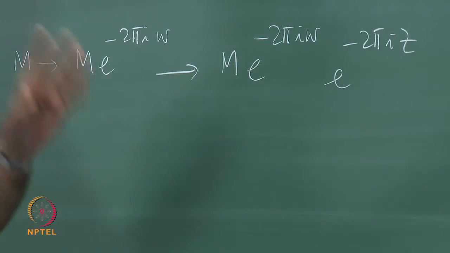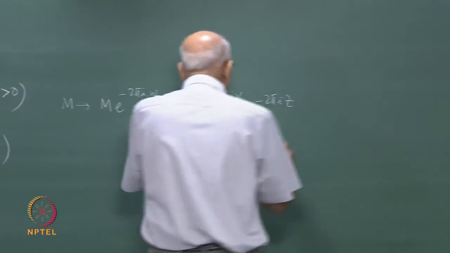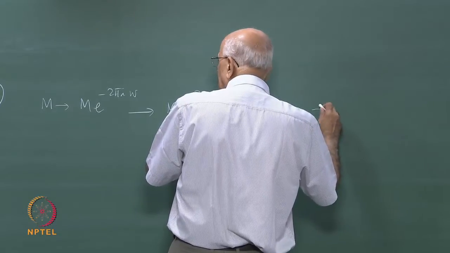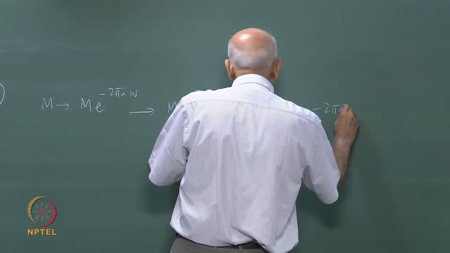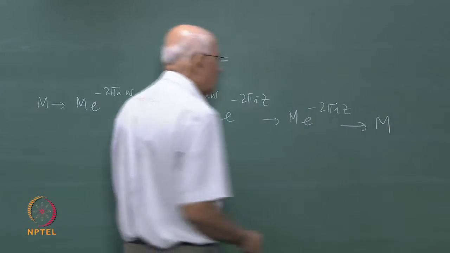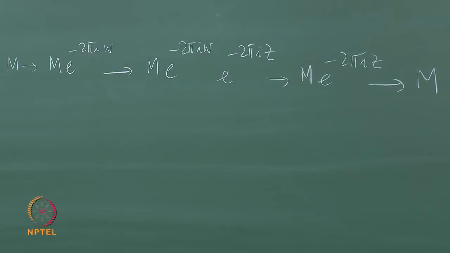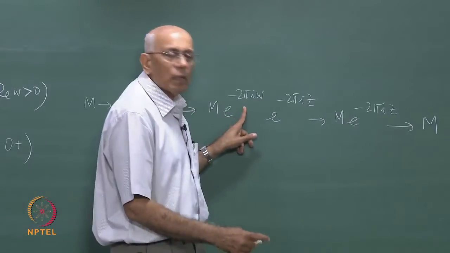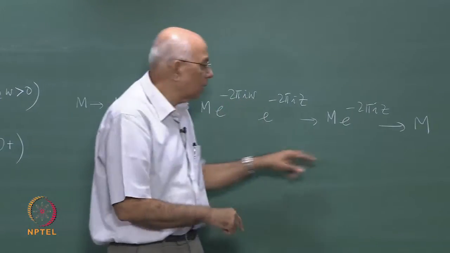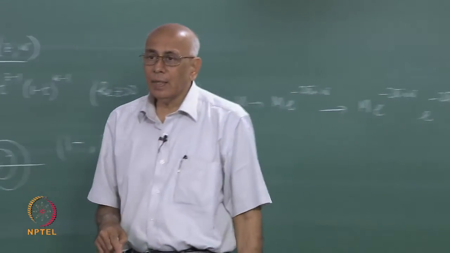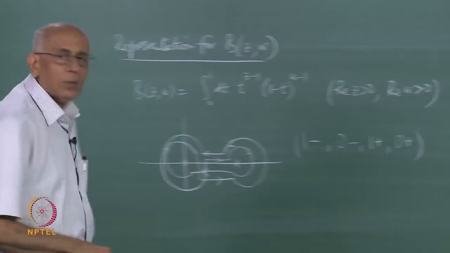and then I undid the two things. So I got rid of this, so it went to m e to the minus 2 pi i z, and then it went back to m in this fashion, because it got multiplied by e to the plus 2 pi i w and got rid of this factor, and then it got multiplied by e to the plus 2 pi i z, got rid of this factor, you are back to m. So you are guaranteed that this weird looking contour is a closed contour.